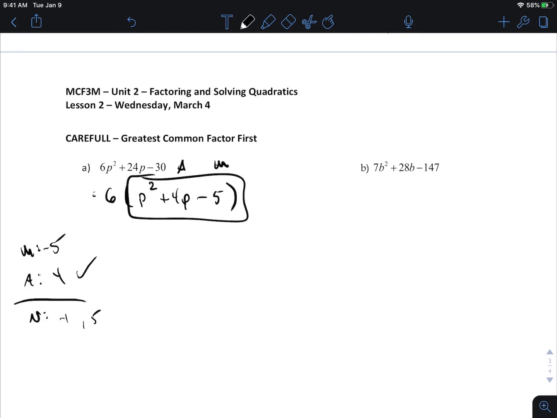So then you do the exact same thing. You just write down what you have already: 6 multiplied by p minus 1, p plus 5. That's you done in factored form.